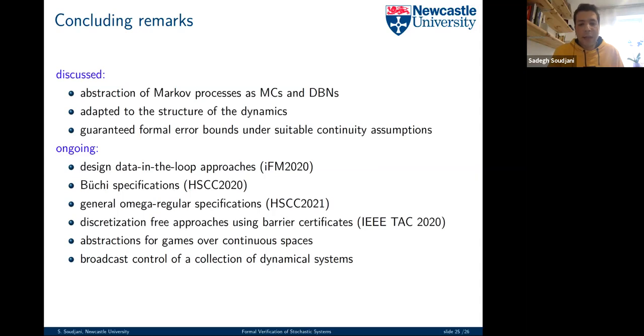Another direction is how to solve games over continuous spaces. And if we have interacting dynamical systems, a large number of them, how we can synthesize a policy by broadcasting a unified signal to all of them.